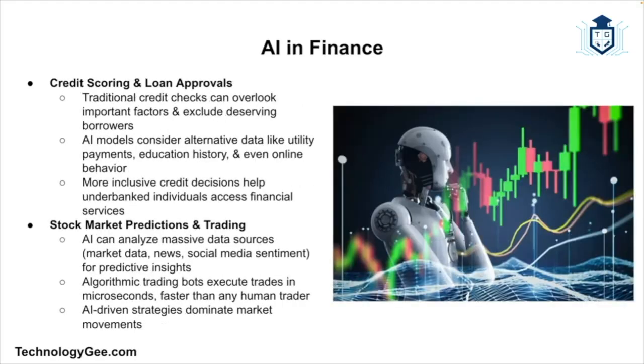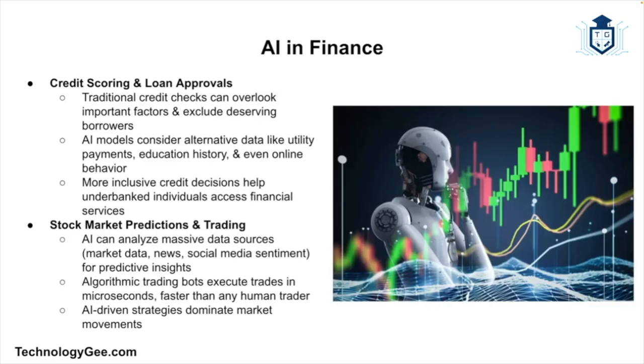Then there's credit scoring and loan approvals. Traditionally, lenders use credit scores and income reports to decide who qualifies for a loan. But that system can be unfair or incomplete. AI models can look at alternative data like utility payments, education level, or even your online behavior to create a more accurate financial profile. And this can help underbanked populations get access to credit.